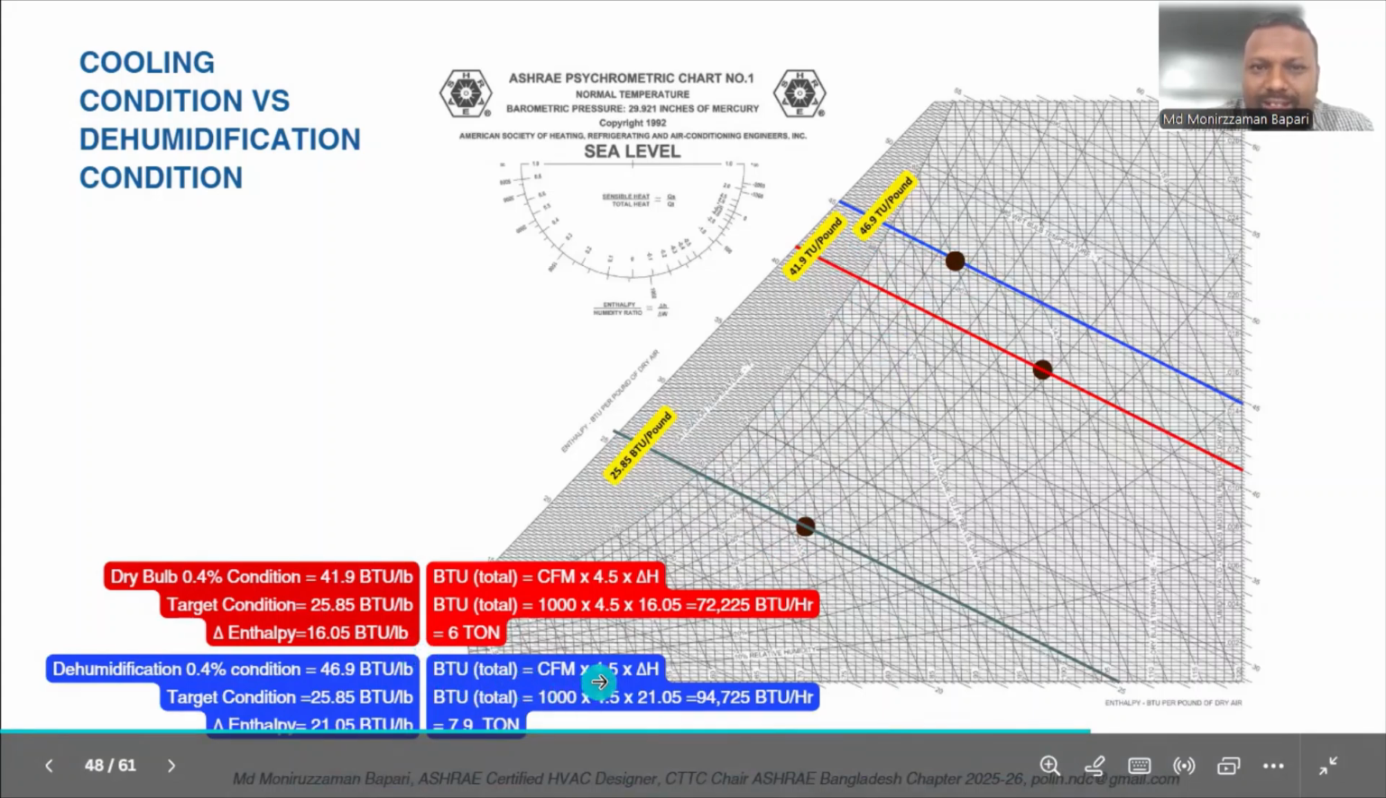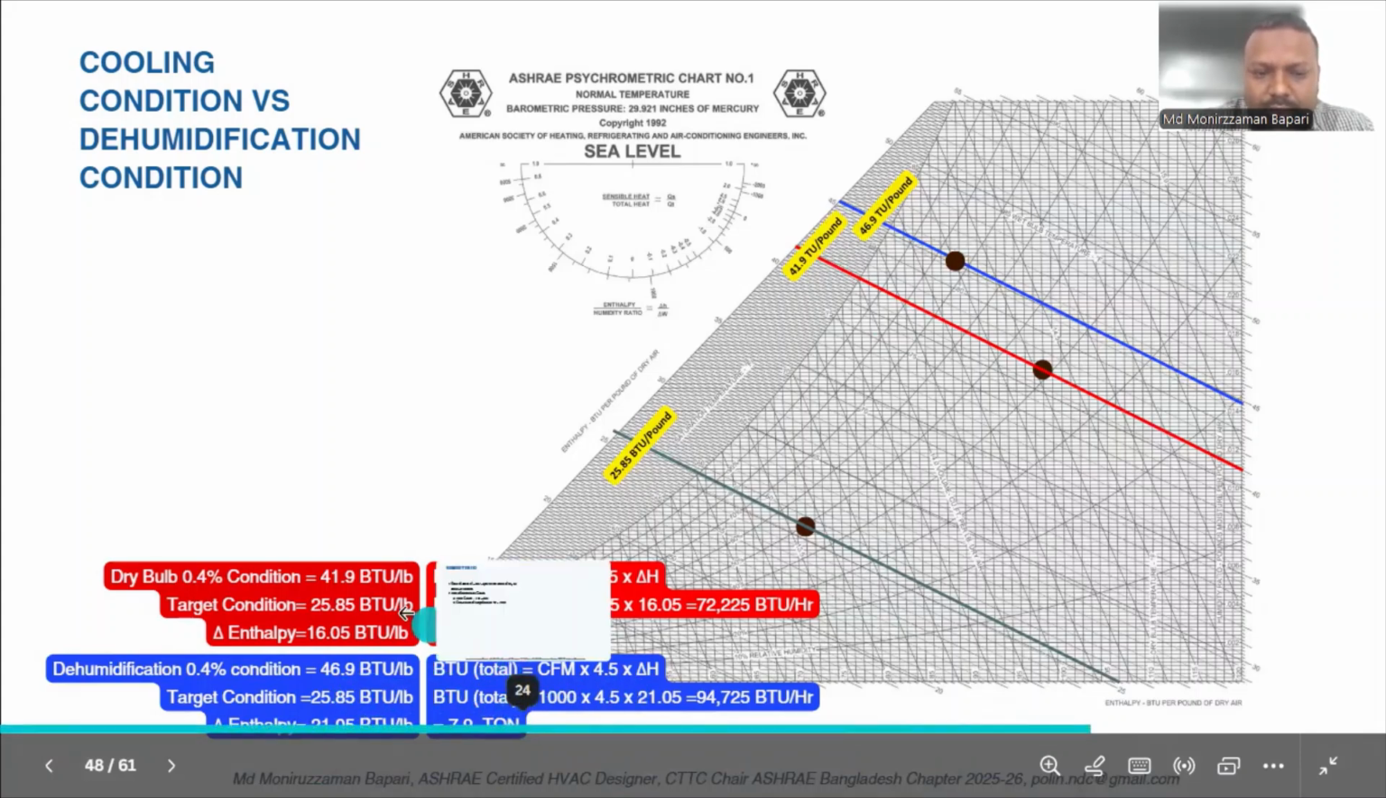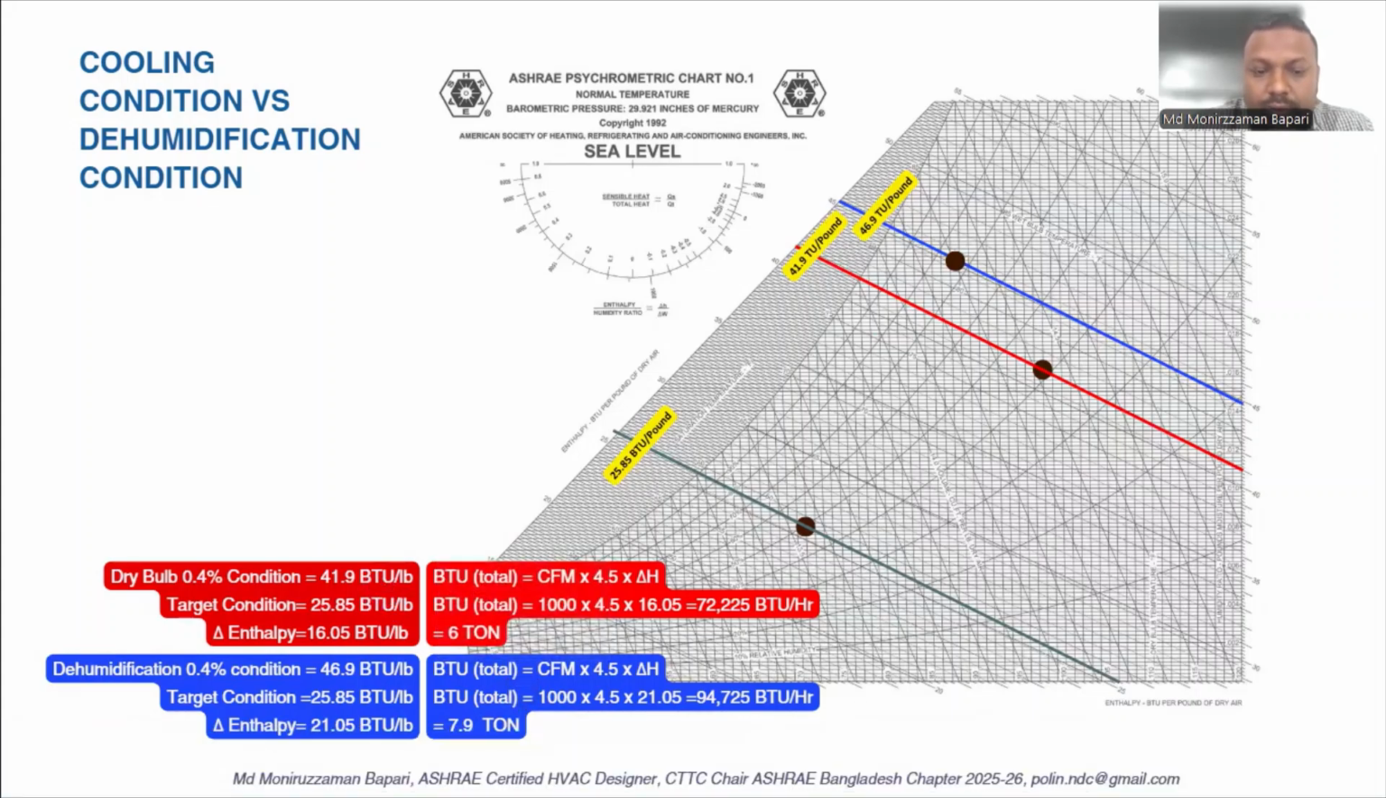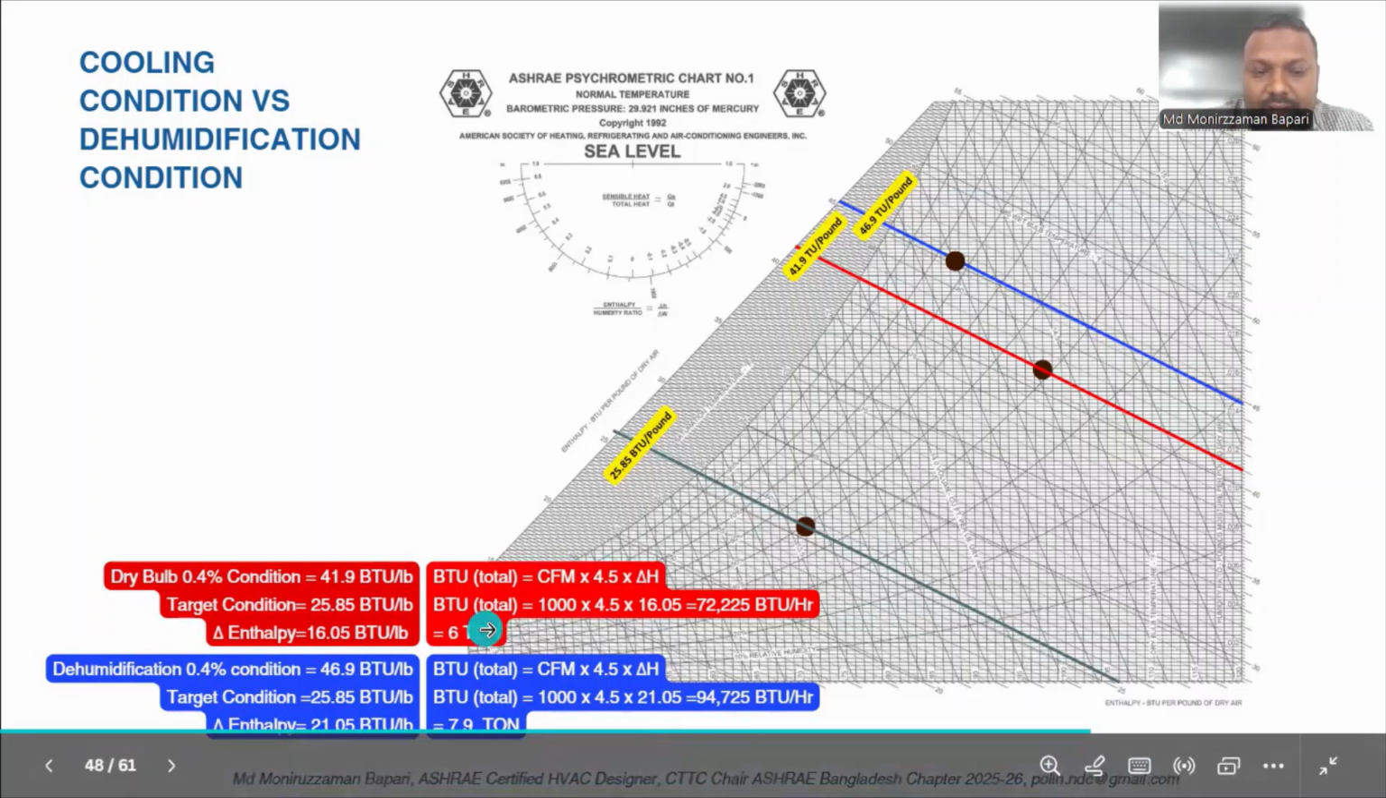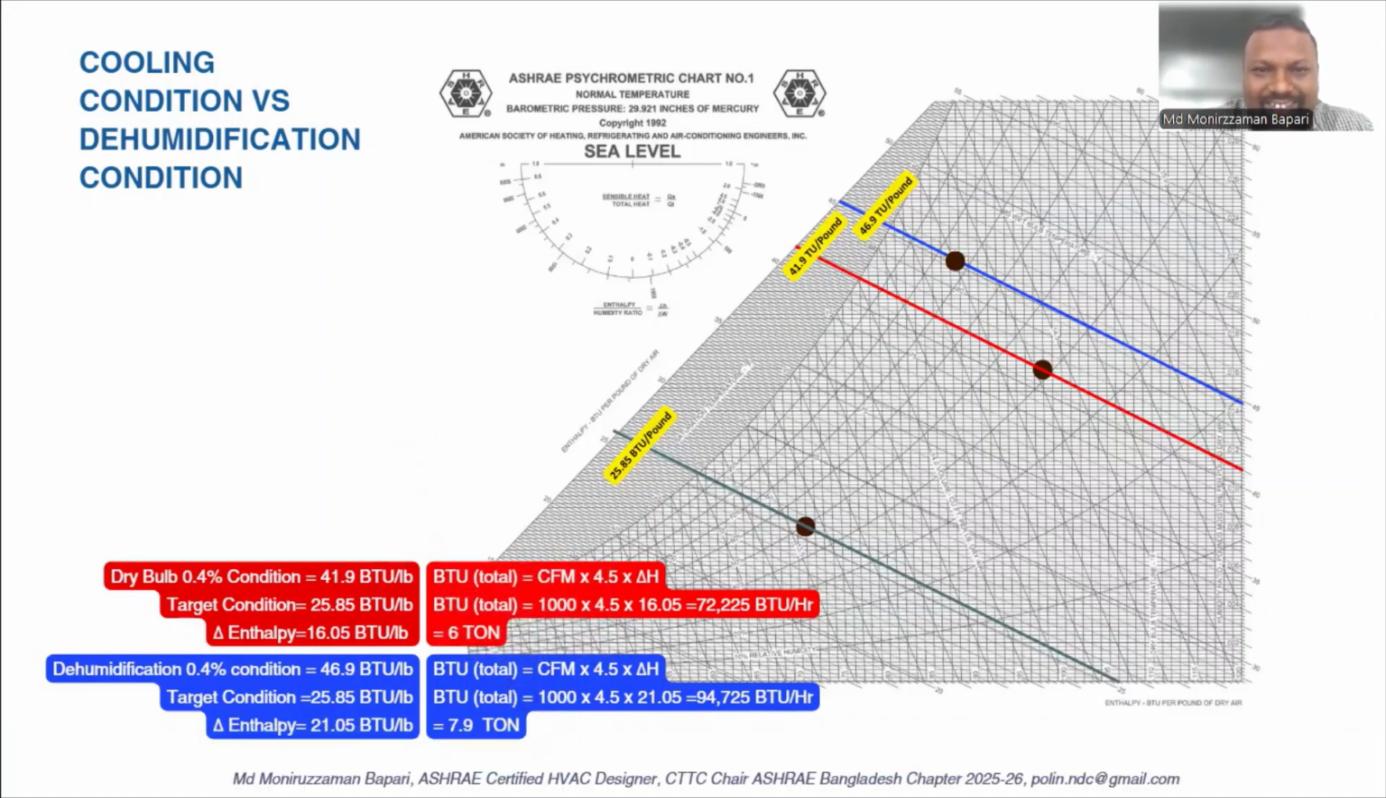Now again, for 1000 CFM of air, if we apply this formula, CFM times 4.5 times delta H, the enthalpy difference we have just found, the amount of cooling required is 7.9 tons. Now, this is different, right? So what are you going to use in your load calculation, 6 tons or 7.9 tons? Which one will be wiser? That is the call you need to make as a designer.